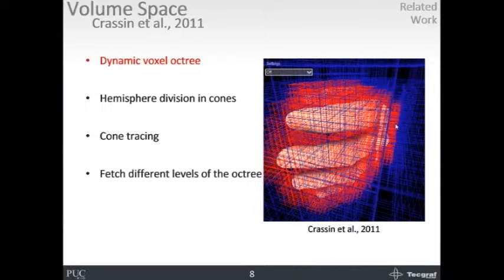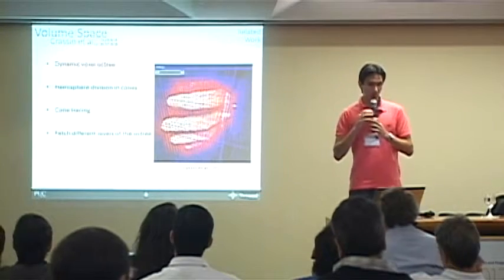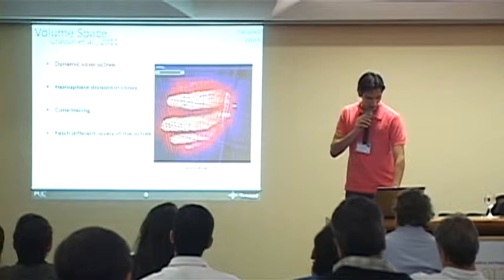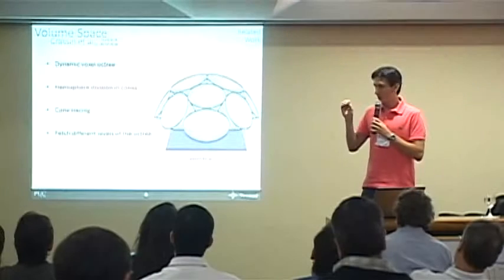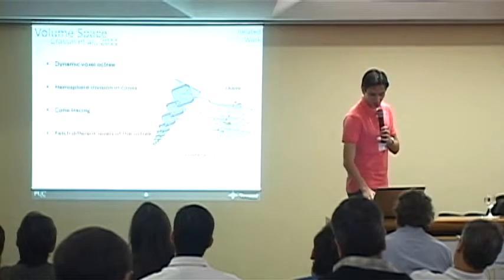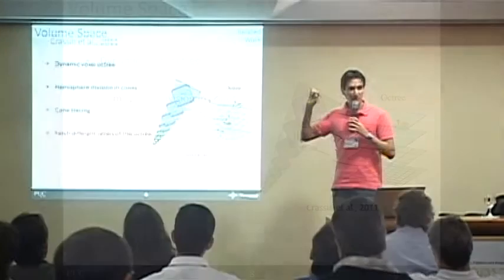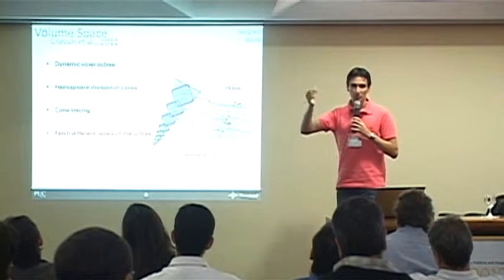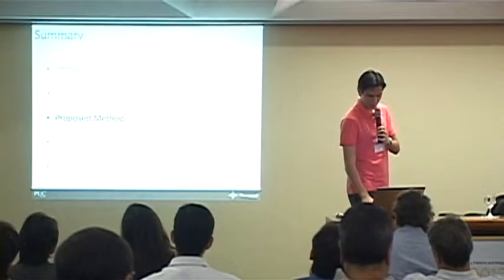Another method that is related to ours was proposed by Crassin and Autry, and he used a dynamic voxel tree, so he doesn't use the algorithm of Eisemann. He proposed to divide the hemisphere of a point into several cones and perform cone tracing in each one of these cones. He does that along the axis of the cone, where he fetches the octree at different levels. So with this, you have the information of occlusion in the cone.